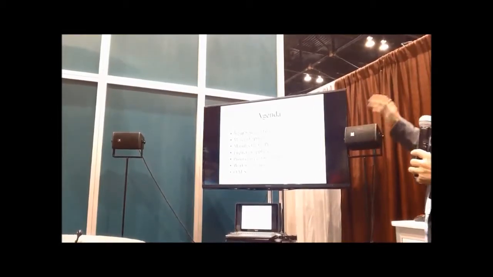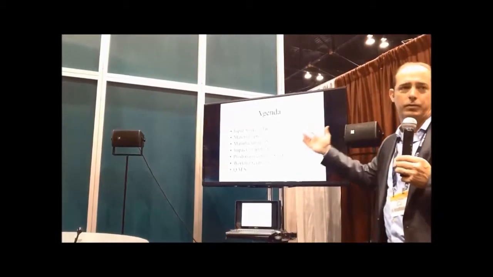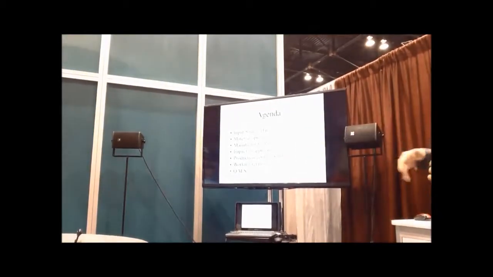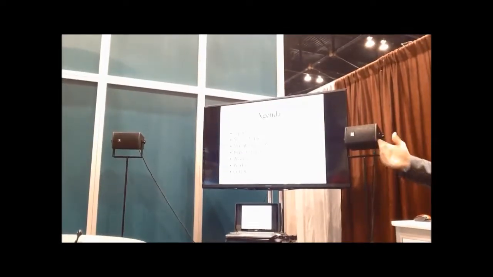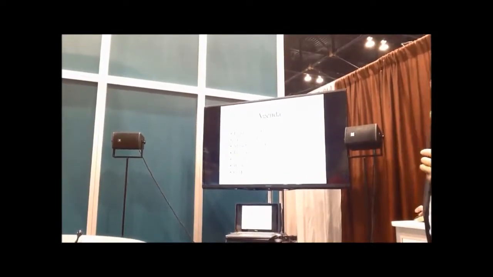Then obviously there's production control points, and different people use different production systems, production methods, and it's defining who you're working with, what they're doing, and how that works with what you need. And then obviously working relationships, quality management systems, and some basics of it.